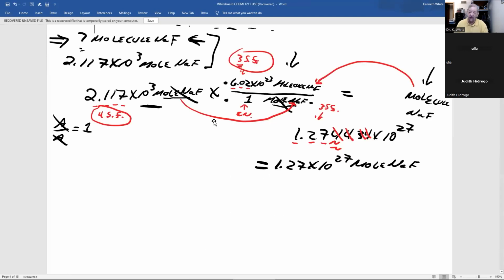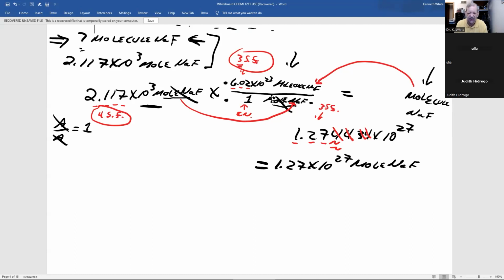Then I use my good buddy, my good friend, unit analysis again. Notice I have moles of sodium fluoride divided by moles of sodium fluoride. Anything divided by itself is the number 1. That cancels out. I'm left with, yay, molecules of sodium fluoride. And now I do the math. And remember, you get the same number of significant figures in a multiplication and division as the number with the fewest significant figures that you multiply and divide by.